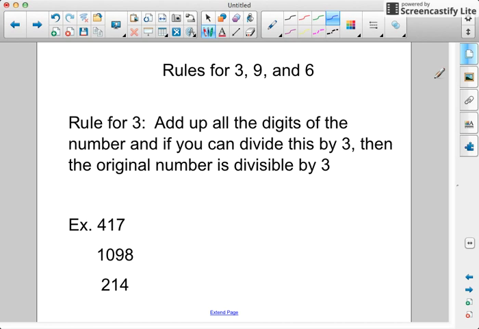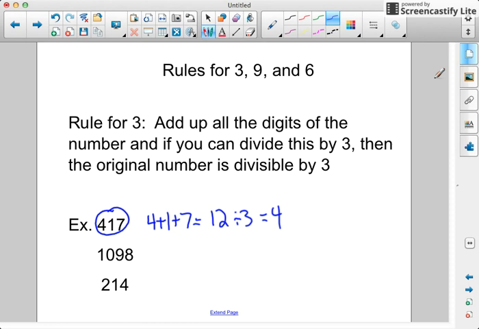417, if you went 4 plus 1 plus 7, the digits from that number, you would get 12. Now 12, you can divide by 3 evenly, because 12 divided by 3 is 4. Okay? So that means that the number 417 is also divisible by 3.